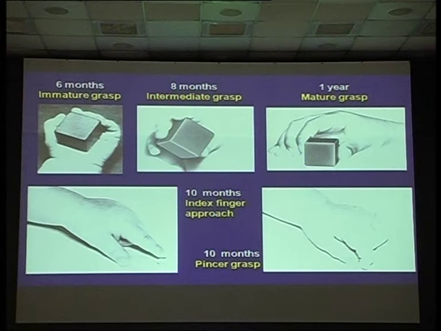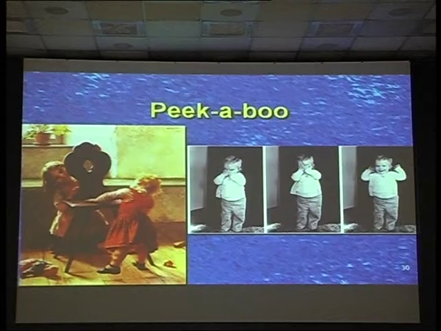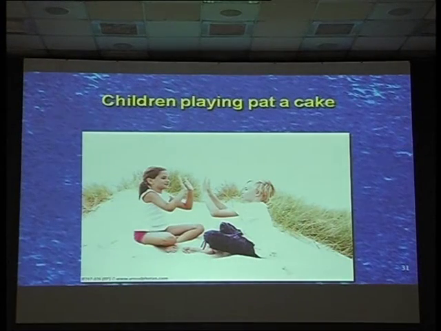By 10 months, child will have a good pincer grasp. Child will point with an index finger, pick up the small object, that is pincer grasp. Pincer grasp indicates the child has got a very good fine motor development. This is peekaboo. This is playing pat a cake.